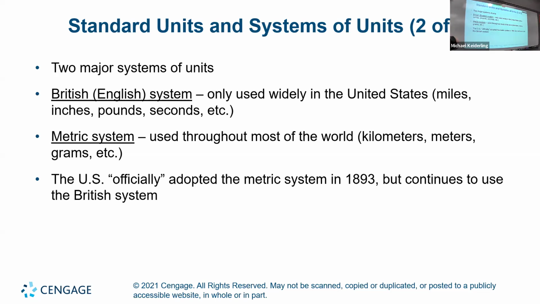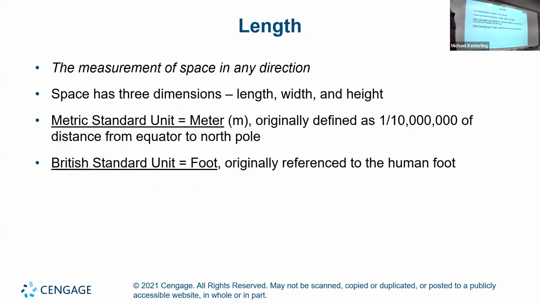So the US officially adopted the metric system in 1893, but continues to use the British system because politics, lobbying, etc. And people's inability to change. So the first general quantity that gets measured is length. This is the measurement of space in any direction.